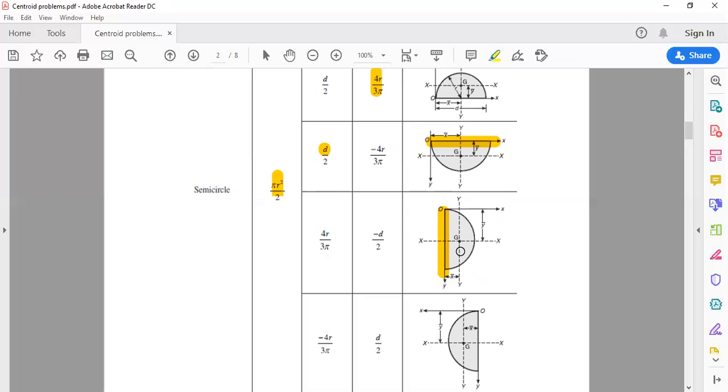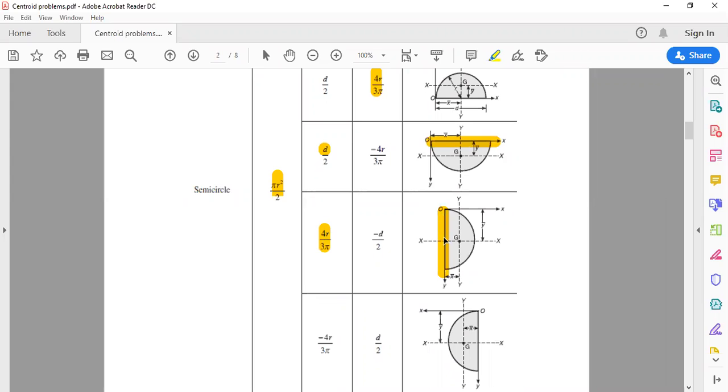Now, what is x bar? X bar is nothing but it is the distance of centroid from reference y-axis. Now, from reference y-axis, the distance of centroid is how much? 4r by 3 pi. Why 4r by 3 pi? Because you are measuring the distance of centroid from diametrical axis. In these two cases, the diametrical axis was coinciding with reference x-axis, whereas in this case, the diametrical axis of the semicircle is coinciding with reference y-axis.